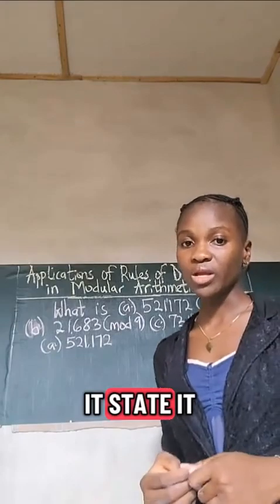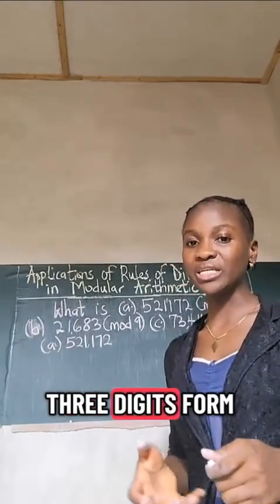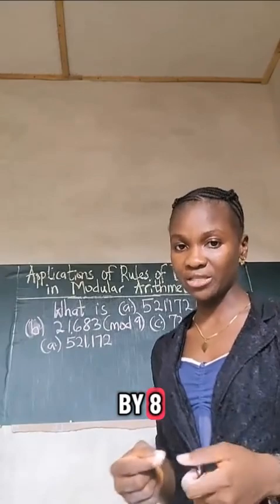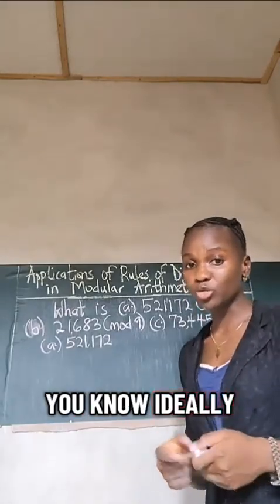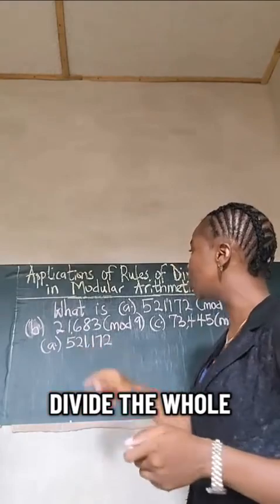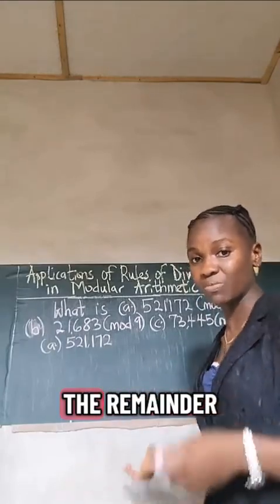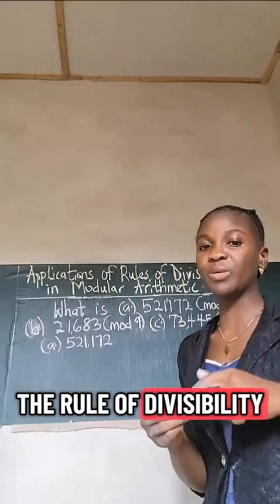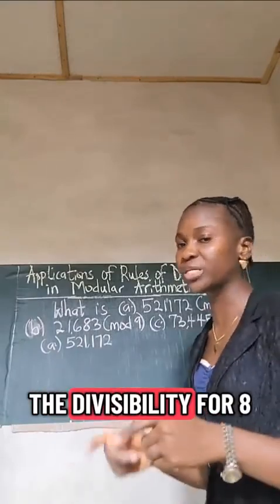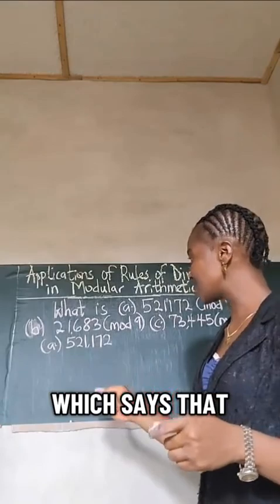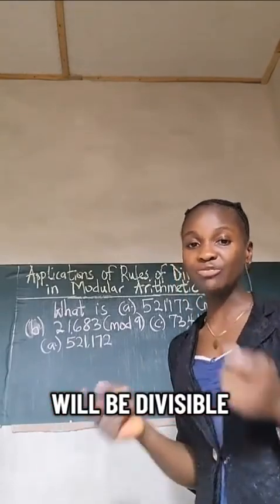And what does it state? It states that a number is divisible by 8 if the last 3 digits form a number divisible by 8. So let's look at the last 3 digits of this number. Ideally, to solve this particular question, you have to divide the whole of 521,172 by 8 and get the remainder. But now, using the rule of divisibility, you don't need to do that. What you need is to follow the rule of divisibility for 8, which says that if the last 3 digits are divisible by 8, the whole number will be divisible by 8.